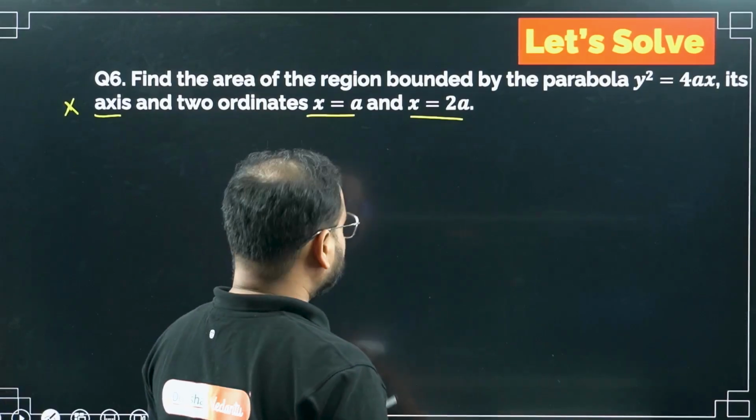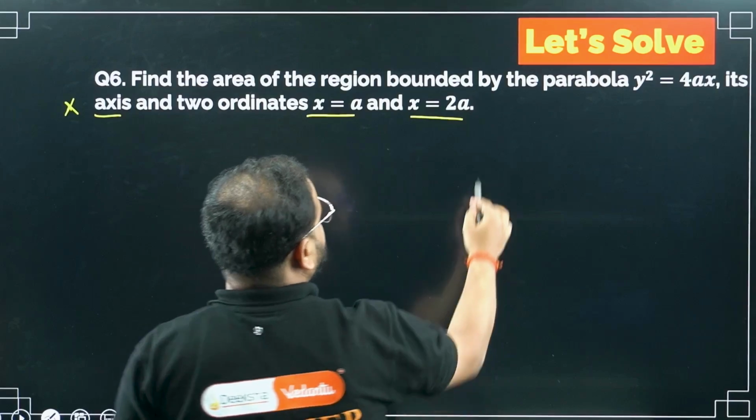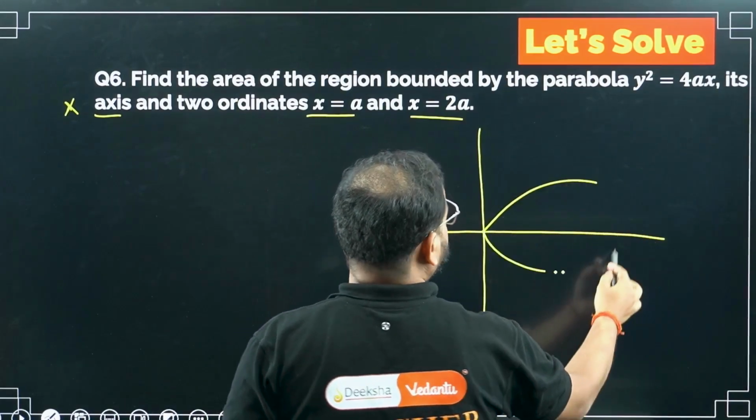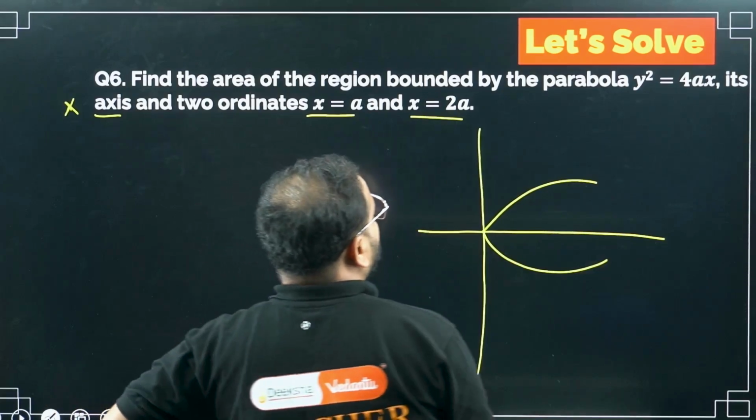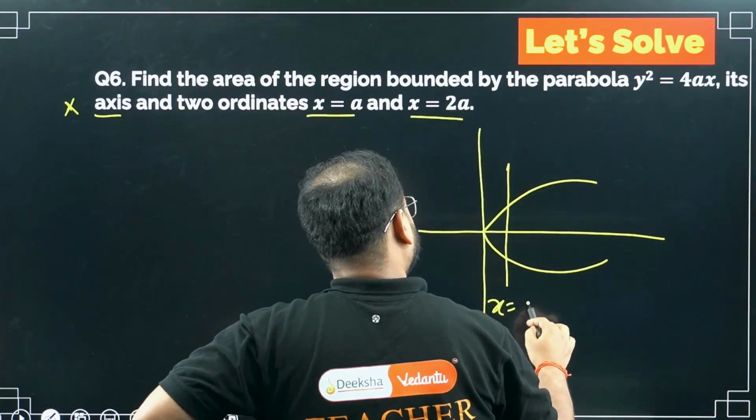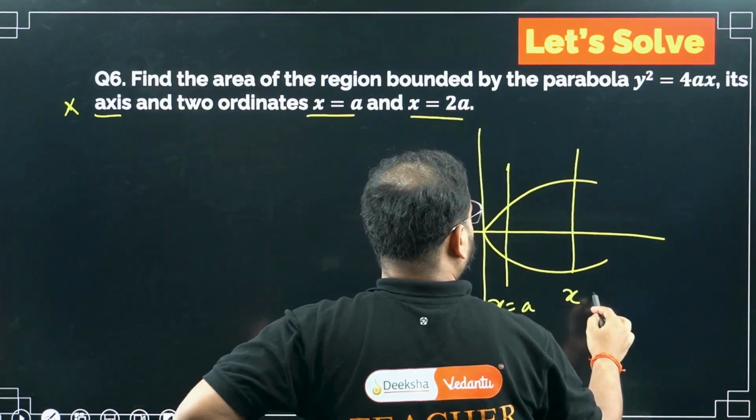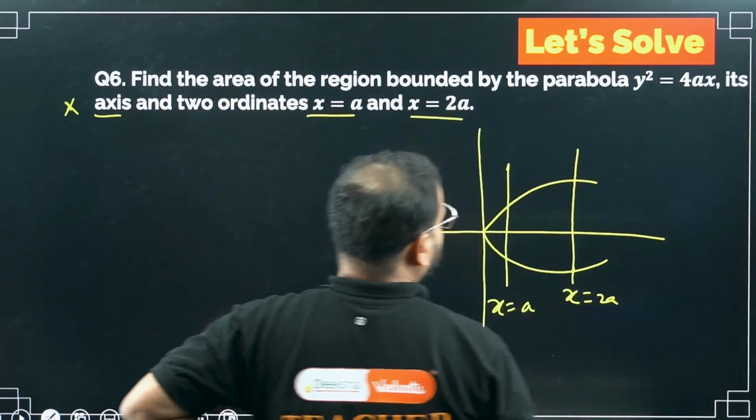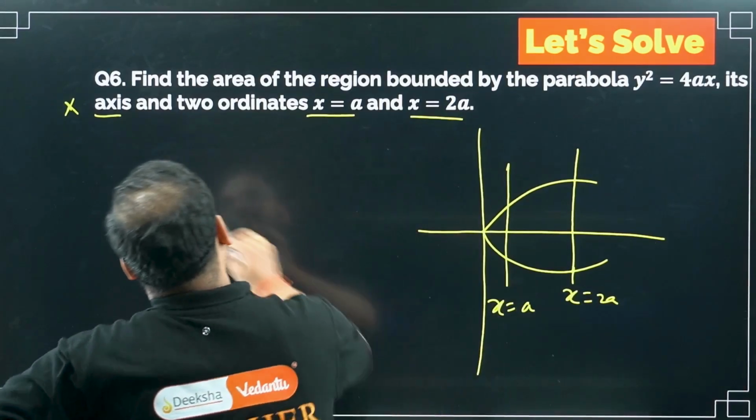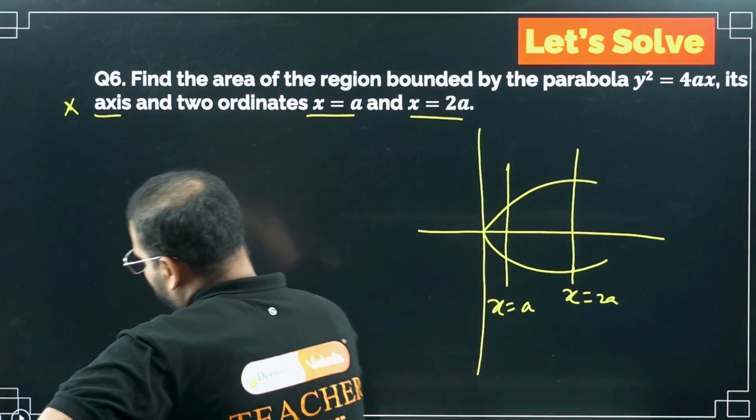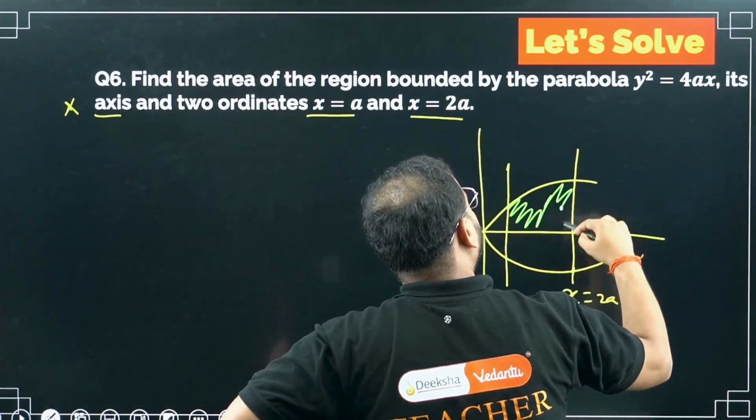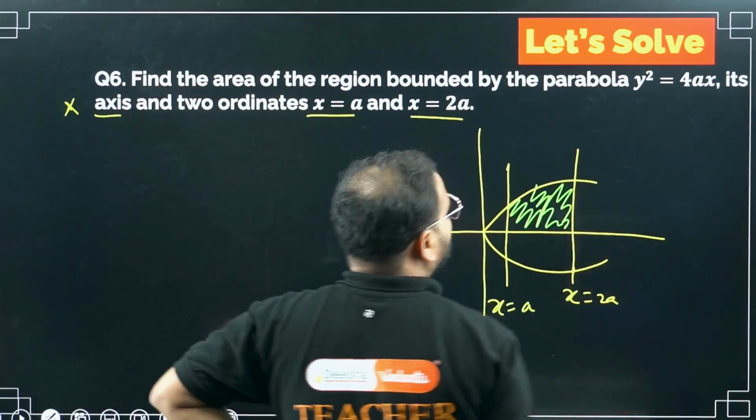So what's my first step? To draw the curve. The curve will be like this. That's my curve, a parabola. x equals a will be somewhere here, and this is my x equals 2a. So from where to where? This and the x-axis are required. So only this part we're going to take.